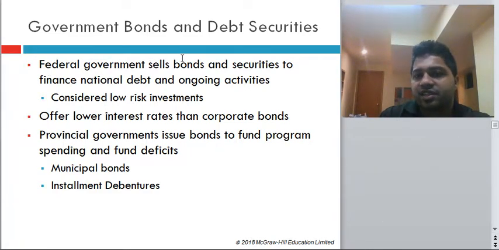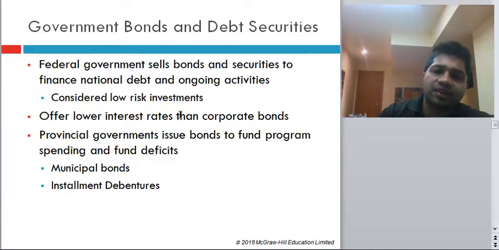The federal government sells bonds and securities to finance national debt and ongoing activities. If we have a budget deficit, we need to finance that deficit from somewhere, so we do it by issuing bonds. Government bonds are generally considered a low risk investment, but it depends on which government you are investing in. If you are investing in Venezuela, that would be extremely risky now.